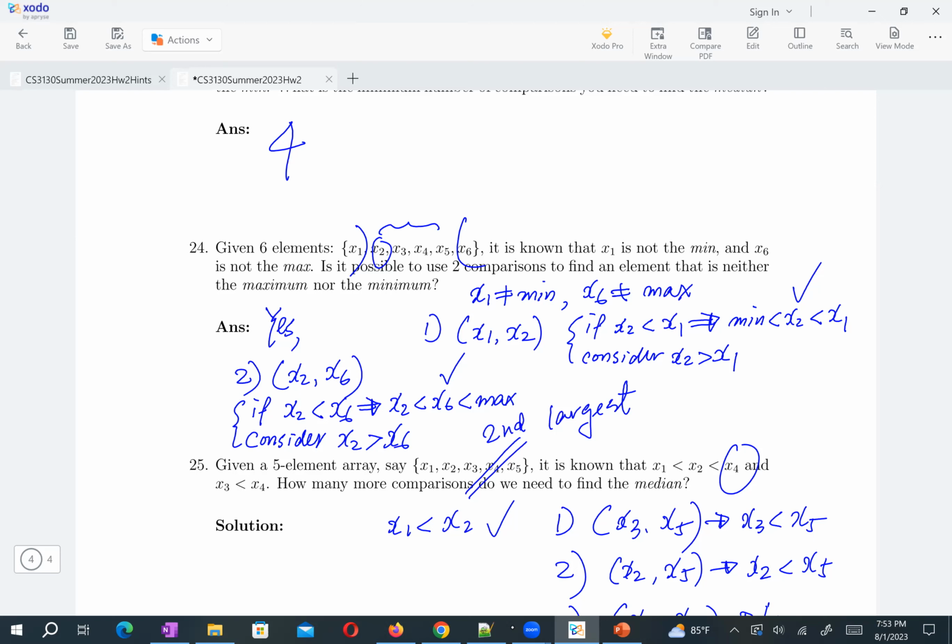Is it correct? Not a max, not a minimum. Let me see the logic.